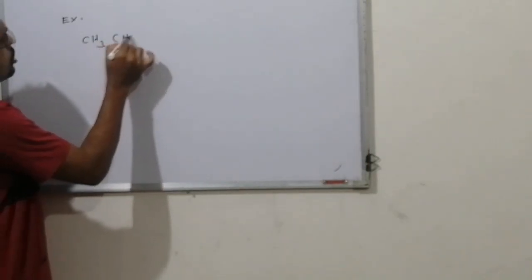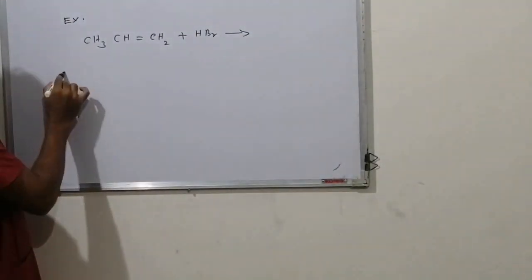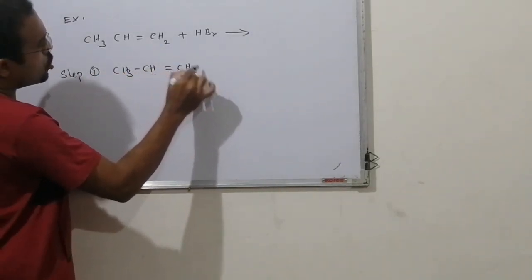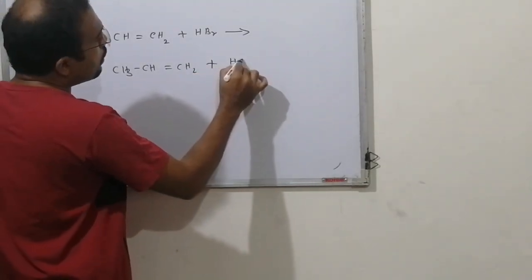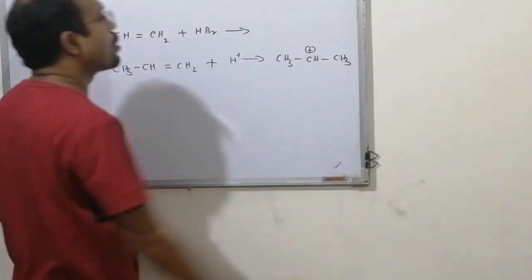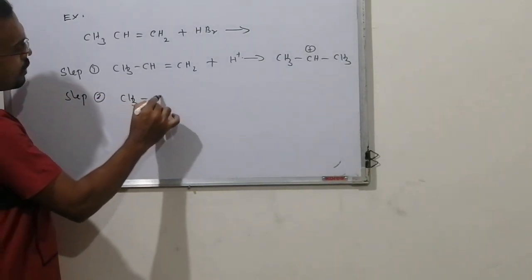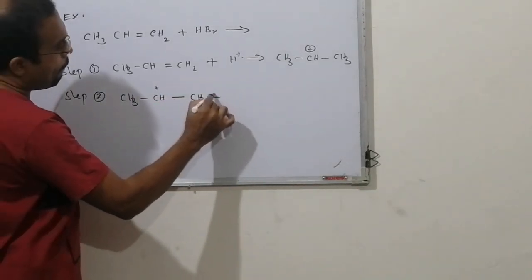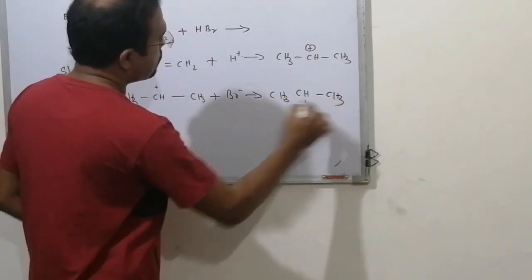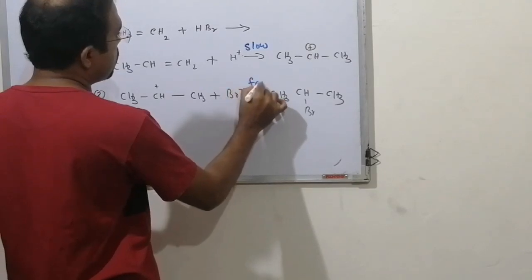CH3CH=CH2 plus HBr. What is the mechanism of this reaction? Step 1 is CH3CH=CH2 plus H+ gives CH3CH+CH3. This is the Markovnikov product. Step 2: CH3CH+CH3 plus Br- gives CH3CHBrCH3. And you will say this is the slow step, and this is the fast step.